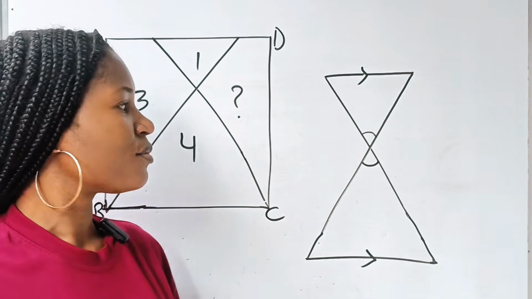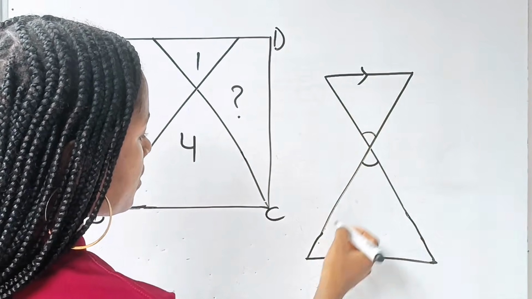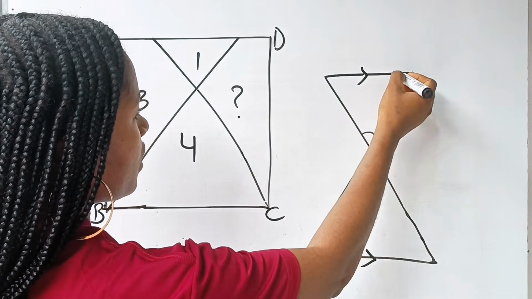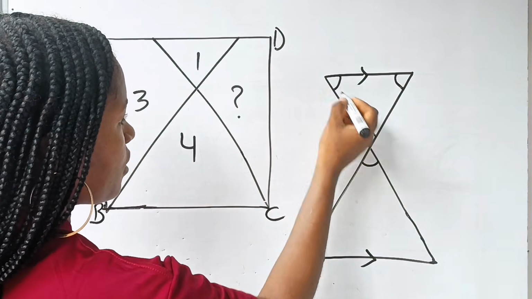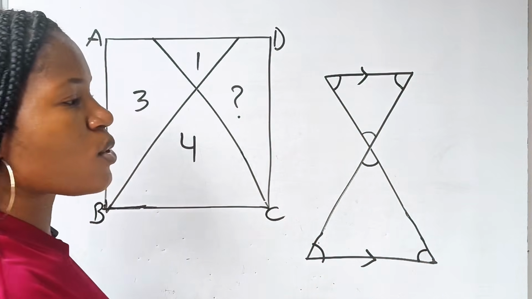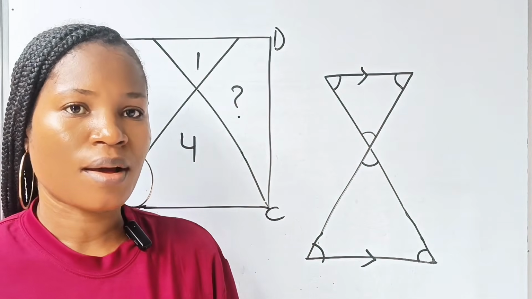Thank you very much. So going back to this, if we have our Z this way, then definitely this angle is equal to this angle, and this angle is equal to this angle. So that proves that these two triangles are similar.